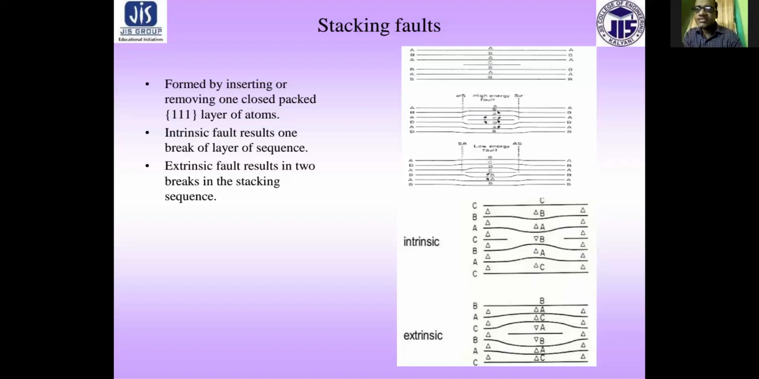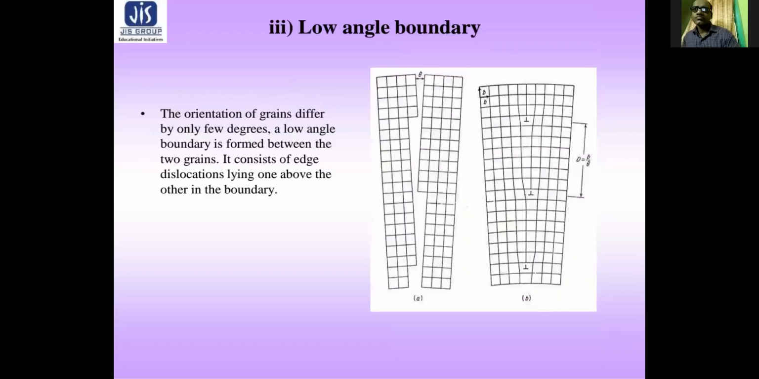Next is called the low angle boundary. So what is called a low angle boundary? When the orientation of grains differs by only a few degrees, a low angle boundary is formed between the two grains. A low angle tilt boundary consists of edge dislocations lying one over another, as shown in this figure.